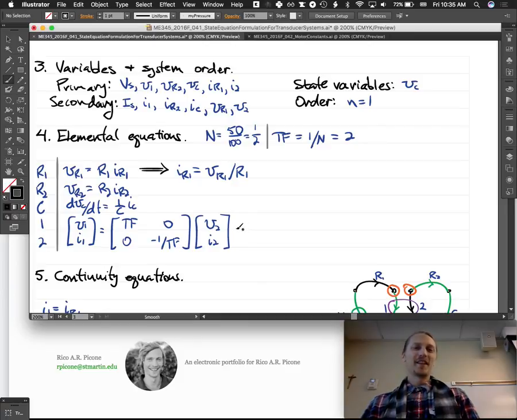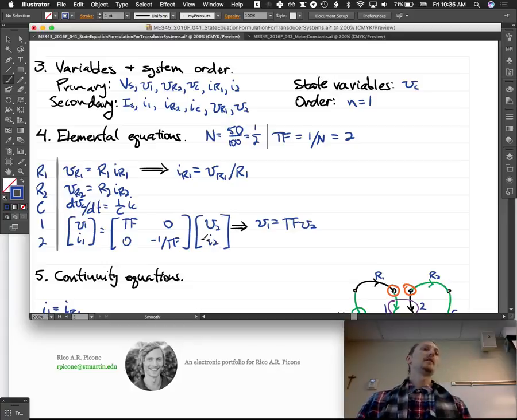Yeah. Alright. So let's rewrite that as 2 scalar equations. V1 equals what? TF times V2, and plus 0 times I2. Right? So we'll just leave it like that.